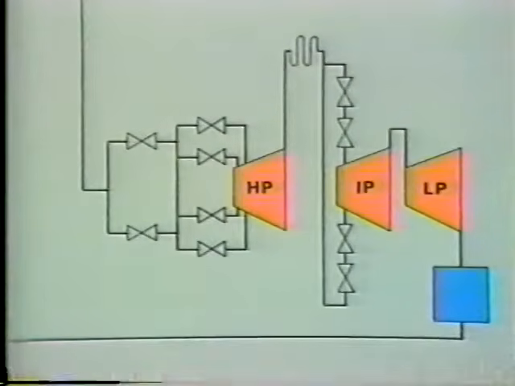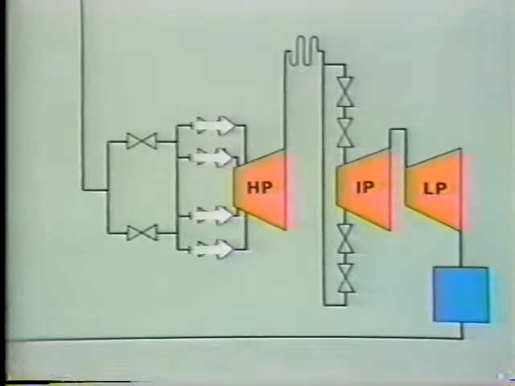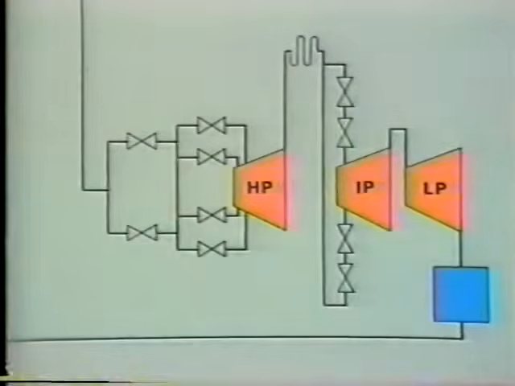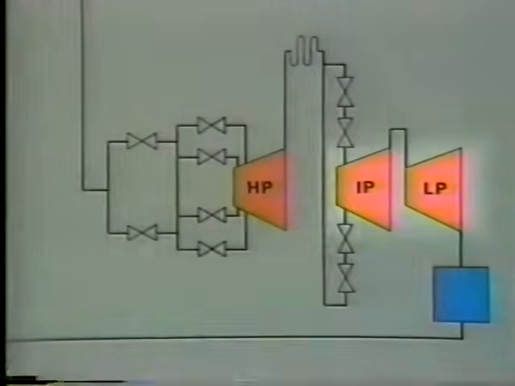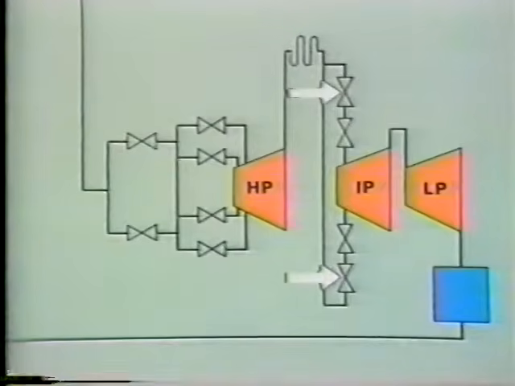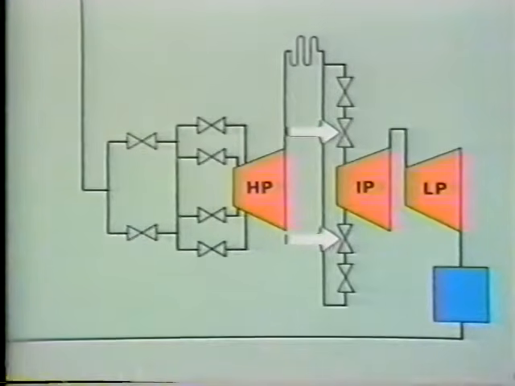In the last segment, we followed the flow of steam from the boiler through the main stop valves, through the control valves, and into the HP turbine. In this segment, we'll take a look at the valves that control the steam flow through the rest of the turbine. The valves that do this are the reheat stop valves and the intercept valves.